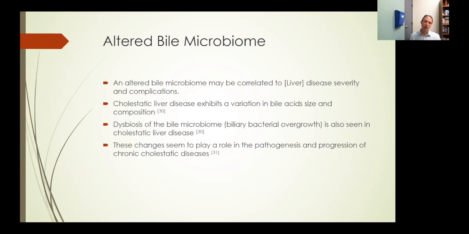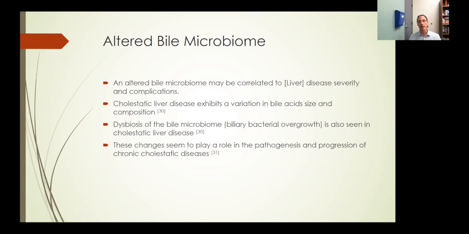This is more of the same from the last slide, that altered bile microbiome can be correlated to liver disease and can lead to complications. So we can see that cholestatic liver disease exhibits a variation in bile acids, the size and the composition of them. Dysbiosis of the bile microbiome is also seen in cholestatic liver disease. And these changes have been shown in research to play a role in the pathogenesis and progression to more chronic cholestatic disease states and progressed liver disease states.